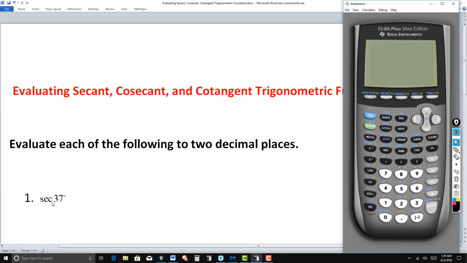So here we have secant of 37 degrees. And of course, we know that secant of any angle, say theta, is 1 over cosine of that same angle. The same way we can say cosine of any angle is 1 over secant of that same angle. So if you want to compute the secant of 37 degrees, you just use this identity right here.